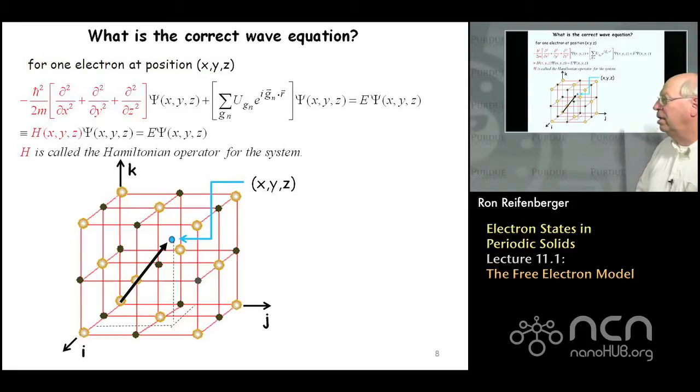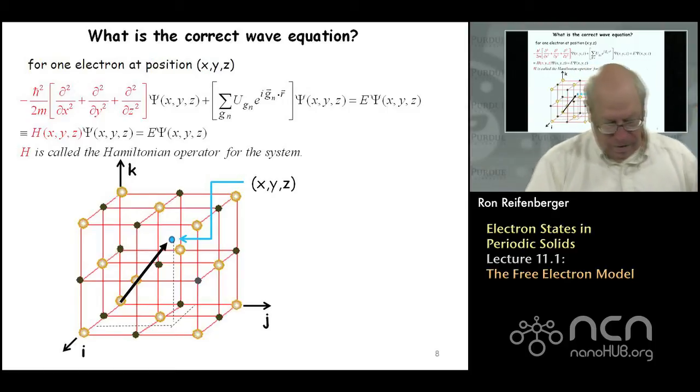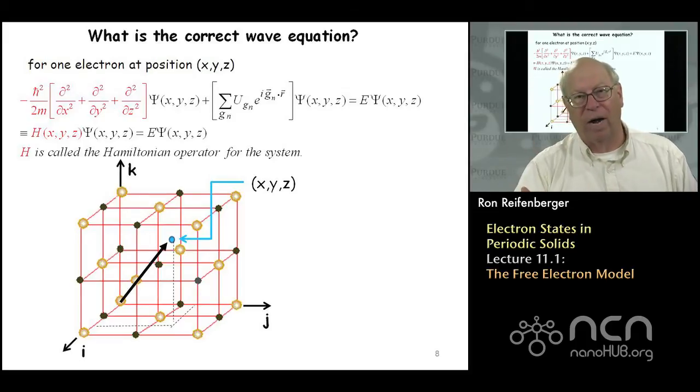in a solid. So for one electron, the situation is pretty simple because we'll just have one electron. It'll be at some location x, y, and z in a coordinate system, and it's going to be moving in the electrostatic potential energy generated by this periodic array of atoms that are surrounding that one electron. So that is the one electron problem.